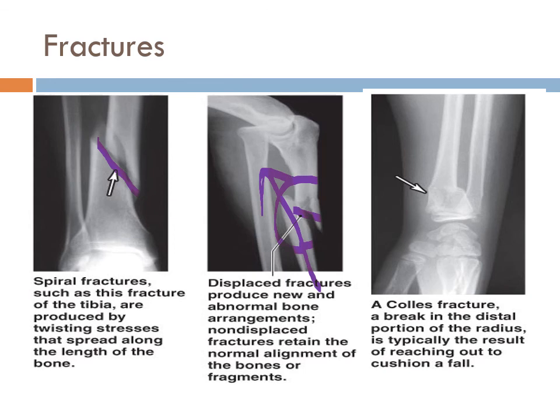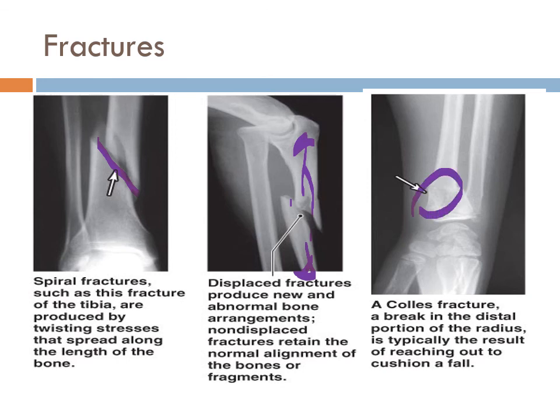is projecting backwards. So for this, you might be able to manually reduce this, where you sort of pull apart this bone and that bone to get them to line back up before you cast it, or potentially you might have to go in surgically, line those up and pin them together in order to repair that fracture.